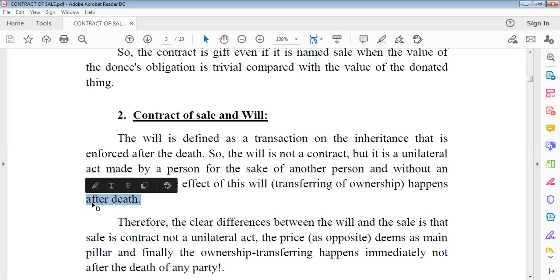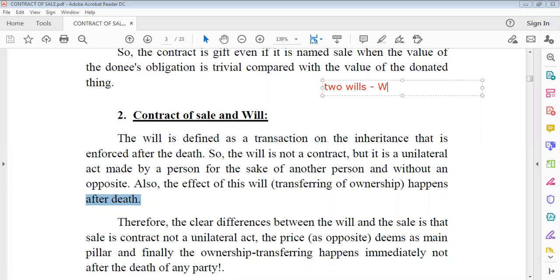So this is one of the differences between the contract of will and the contract of sale. There are differences. Number one, the contract of sale happens between two parties. So let me write them here so that you can understand me really well. The contract happens between two wills, two parties at least. However, the will happens with one will of one party.